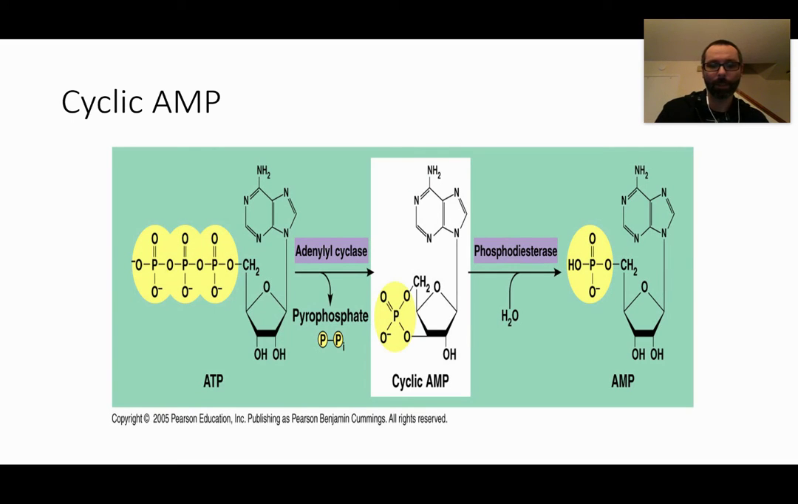Now, cyclic AMP, what is cyclic AMP? It's this one right here, and it's called that because you might notice that this carbon is connected to the oxygen, and that oxygen is connected to that carbon, right? So it makes a loop right in here. Now, that has to be made from ATP.